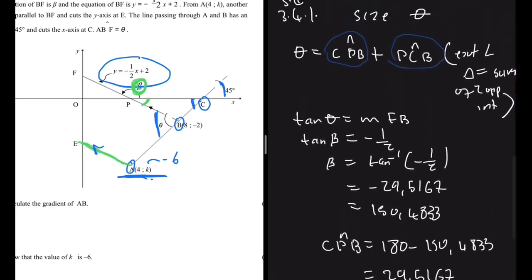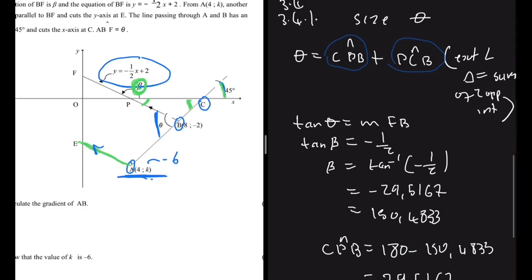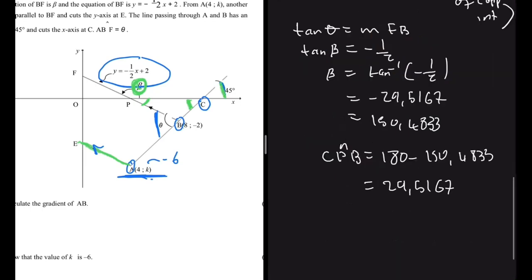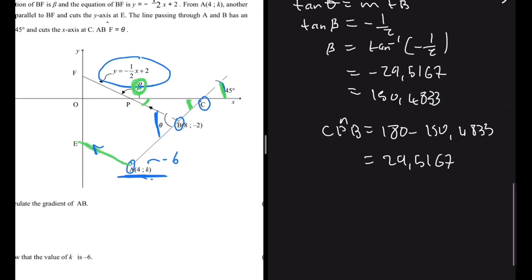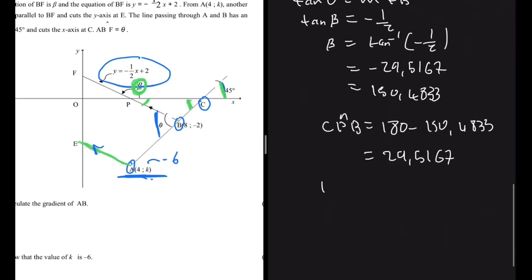So let's look at PCB. So PCB, let me highlight it in green also. So PCB is here. This is PCB. PCB will be equals to this 45 degrees here, right? Vertically opposite angle. So we're saying that PCB is equals to 45 degrees.